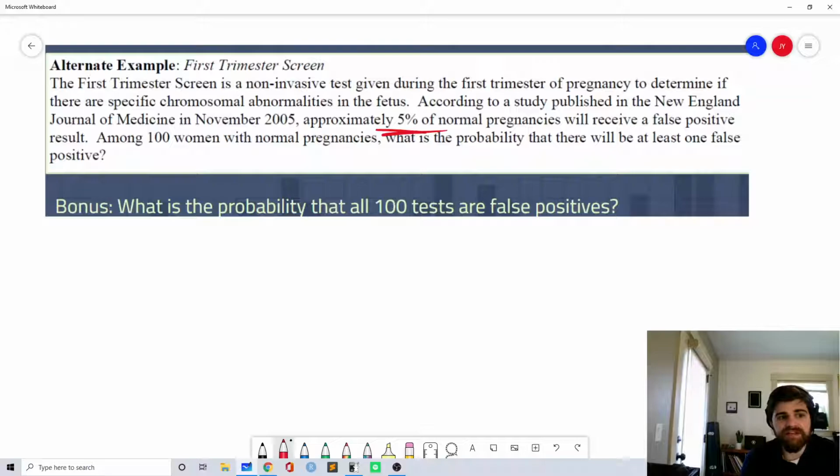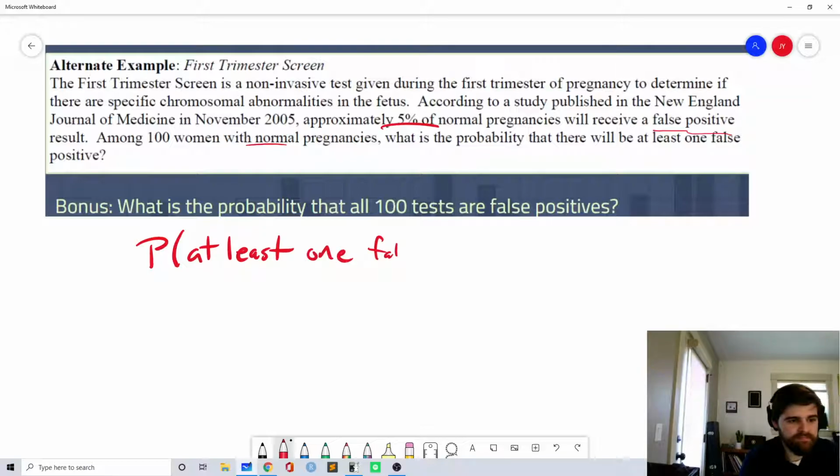So the test says that there are some abnormalities, but there actually weren't. Okay, so that's 5% of false positives. So our question here is, if we test 100 women and they all had normal pregnancies, what's the probability that there was at least one false positive? So the probability of at least one false positive.